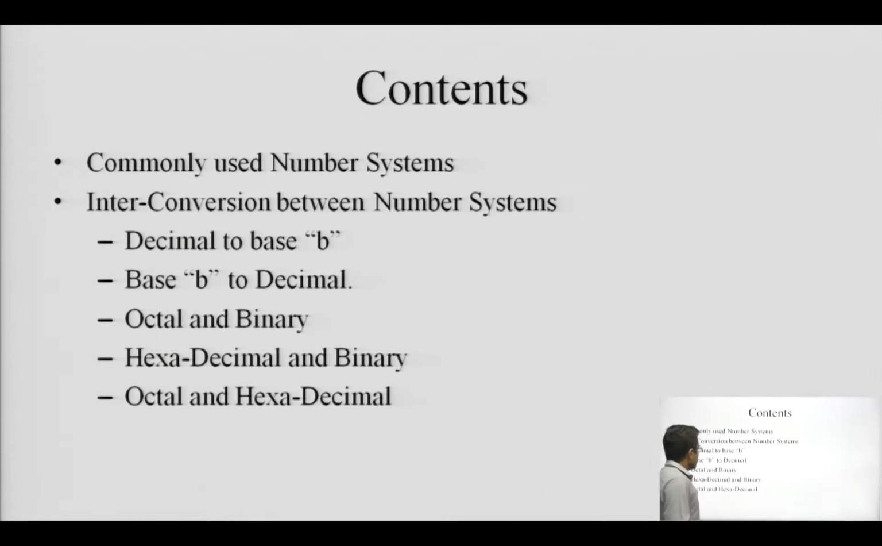So, to start with, we will be covering the number systems and the conversion between the various number systems. The commonly used number systems we will go through first, and then the interconversion between them. So, these are the contents. We will be covering decimal to base B. Base B can be any of the more practically used bases, like octal, hexadecimal and binary, and then base B to decimal, octal to binary, hexa to binary, and between octal and hexadecimal. So, these are the possible conversions which we will be covering.